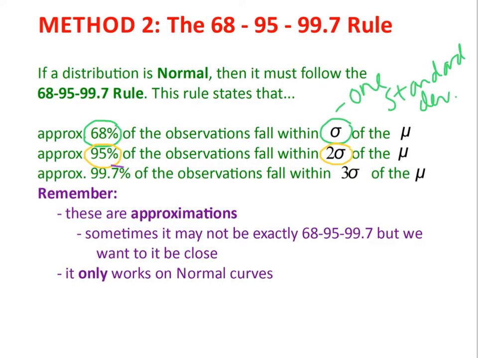And then 99.7% of the data, but usually we see this as 100%, is within three standard deviations of the mean. So we're going to take a look at what that means graphically and what that visually looks like. But just remember, these are approximations. We may get like 65, 94, 100, or 67, 92, 99. It's not always going to be exactly those numbers, but we want to be close.